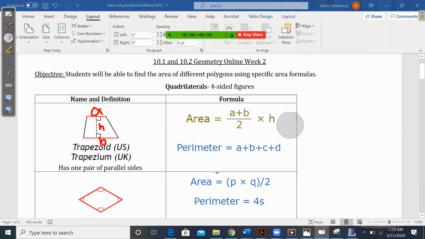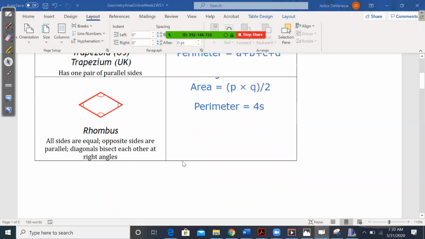Whenever we have a rhombus, which looks like a diamond, you're going to be multiplying the diagonals. So it's this diagonal multiplied by this diagonal, and then you multiply by half. If we were to rewrite this formula, it would be 1/2 diagonal 1 times diagonal 2. And if we're finding the perimeter, we're just adding up all the sides. But the thing about the rhombus is that all the sides are equal, so you're just doing 4 times s.